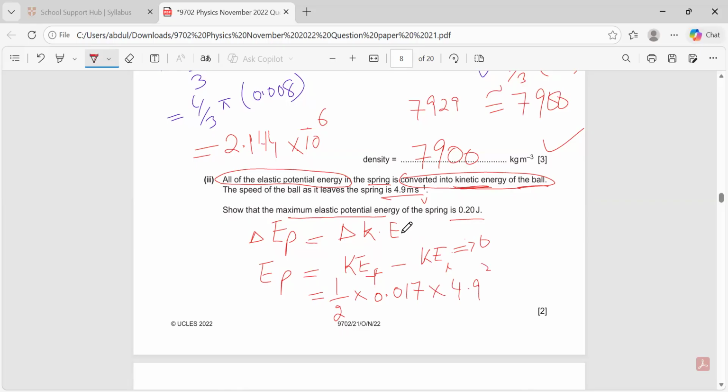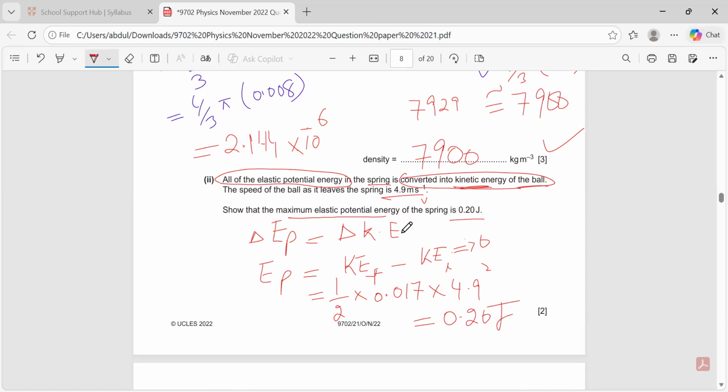So when we are simplifying, my dear friends, the answer should be equal to 0.20 joules. That is the elastic potential energy. But here, mostly students will be thinking elastic potential energy is equal to the area under the graph, 1 by 2 kx squared. So k is not with us, or 1 over 2 fx.